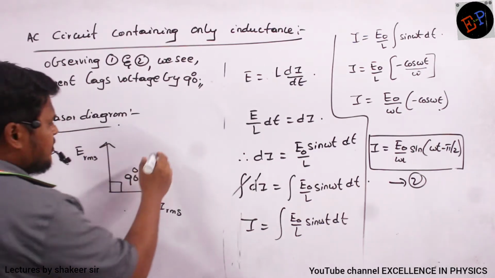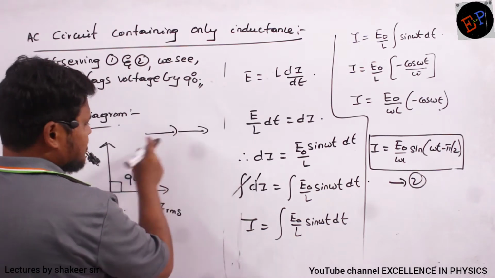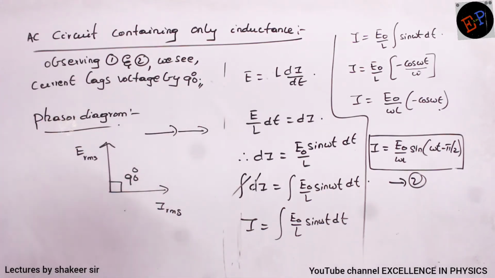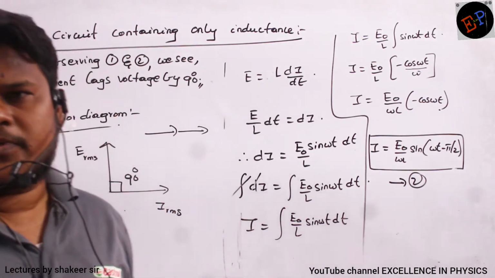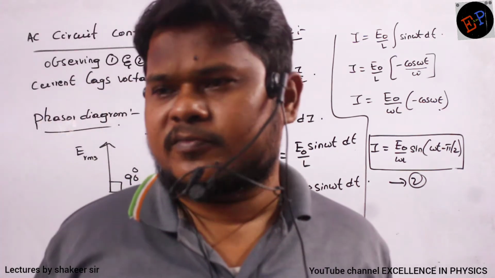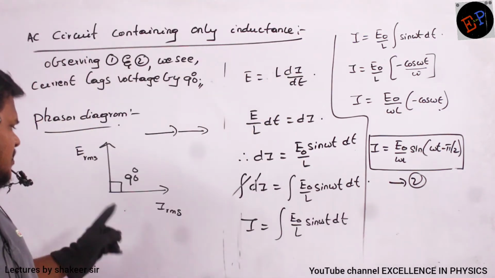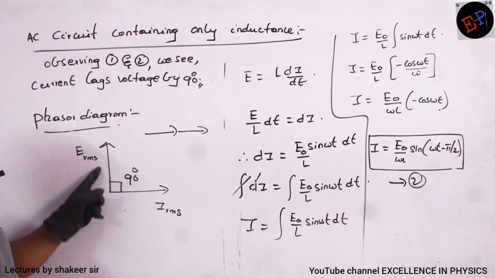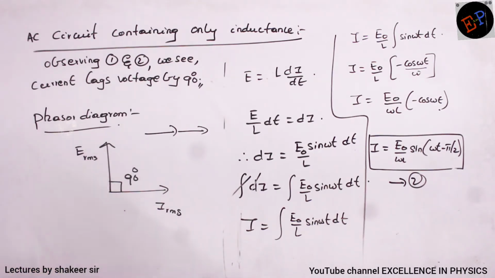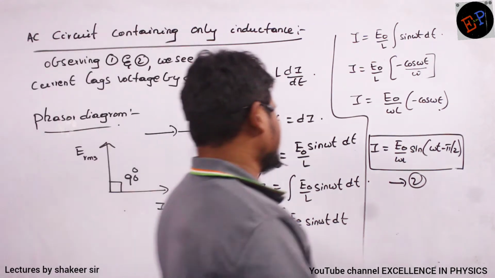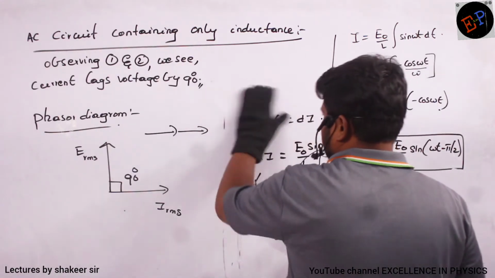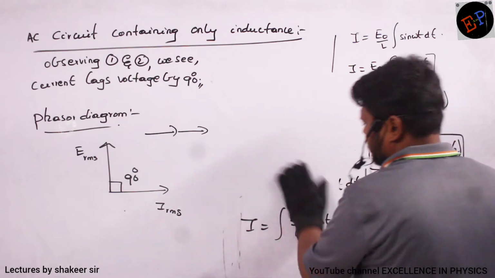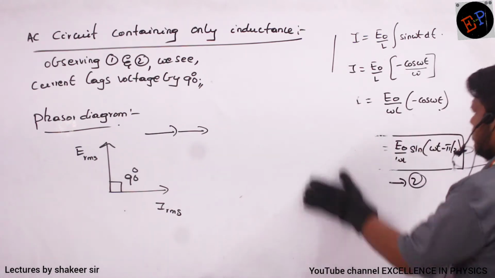Previously in the resistor, how have we drawn? Both of them were in the same direction, no? In resistance, current and potential difference were in the same direction, same phase, no phase difference. But here there is a phase difference of 90 degrees. Are you able to understand? So this is IRMS and this is ERMS. Fine. Sorry, the phasor diagram we have already drawn, no? Graphical representation, how can we do?